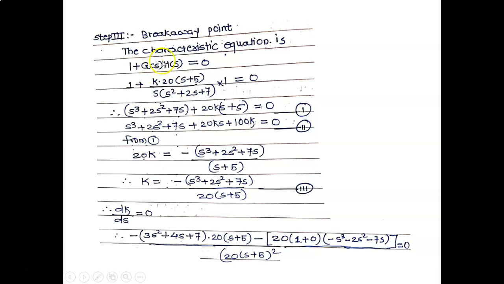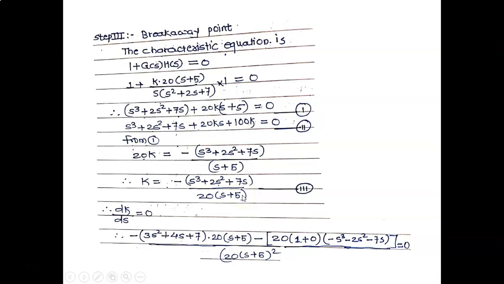Now breakaway point. The characteristic equation is 1 plus G(s)H(s) is equal to 0. Therefore 1 plus 20k into (s plus 5) divided by s into bracket s square plus 2s plus 7 is equal to 0. Therefore s cube plus 2s square plus 7s plus 20k into bracket s plus 5 is equal to 0. Therefore s cube plus 2s square plus 7s plus 20k s plus 100k is equal to 0. Therefore from 1, 20k is equal to minus of (s cube plus 2s square plus 7s) divided by (s plus 5).